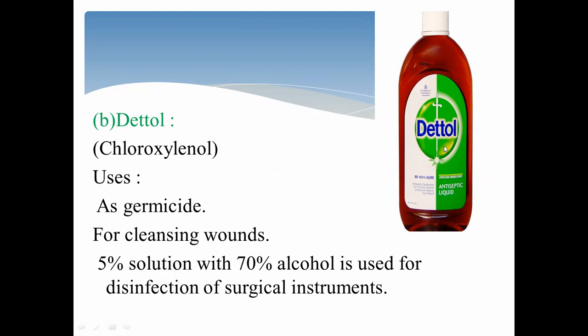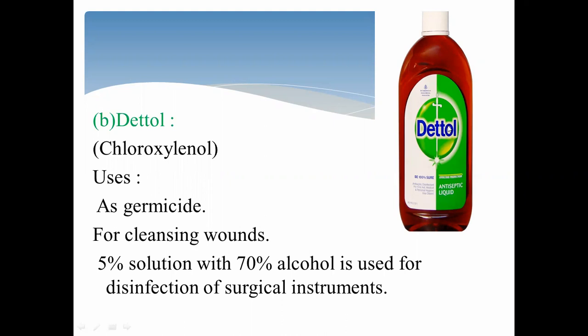So this is again an example of a phenolic derivative. It is used as an antiseptic, as a germicide. Germicide means to kill the germs present on the skin or on the hand. Then it is used for cleansing wounds; Dettol is used to clean wounds. Also, the main component is chloroxylenol.